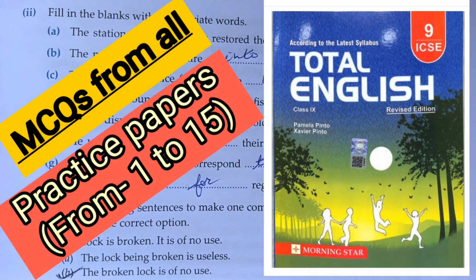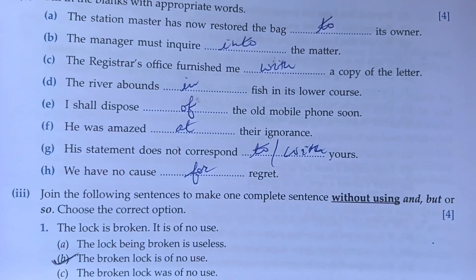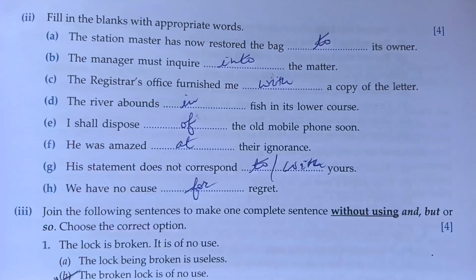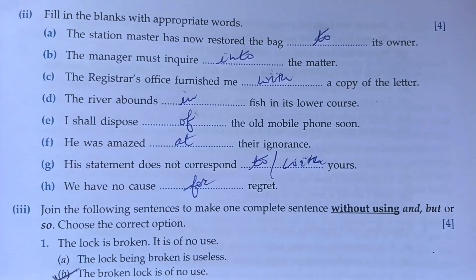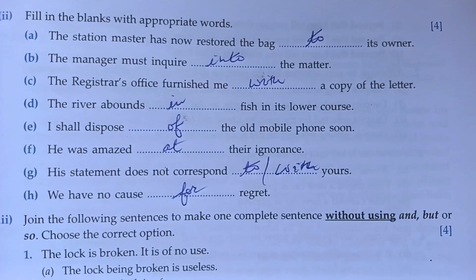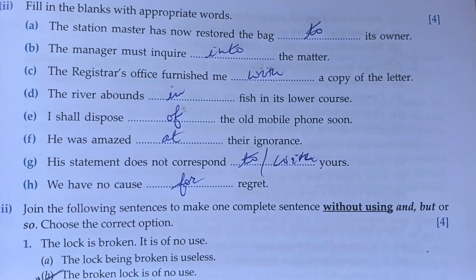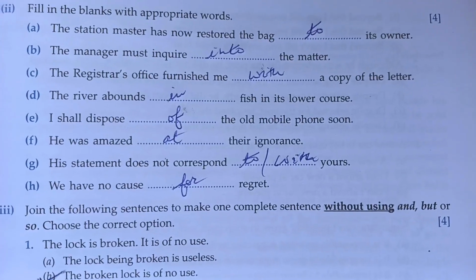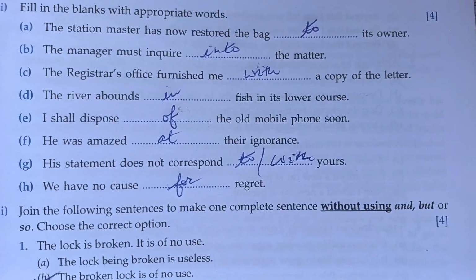To save your time, I will read only the correct option. So let's begin with the MCQs from practice paper 1. So here, join the following sentences to make one complete sentence without using and, but or so. Choose the correct option. So first one, the lock is broken.